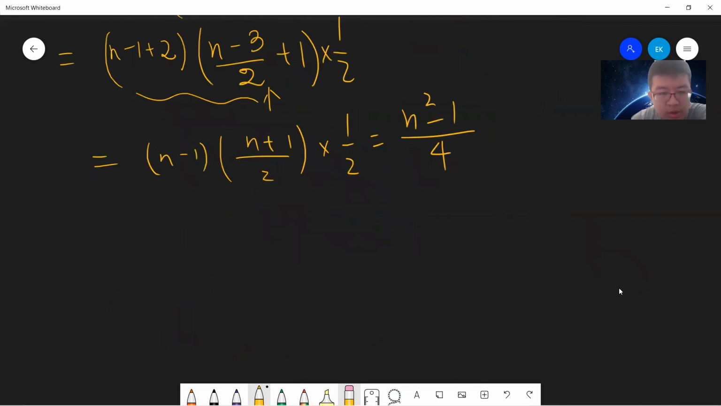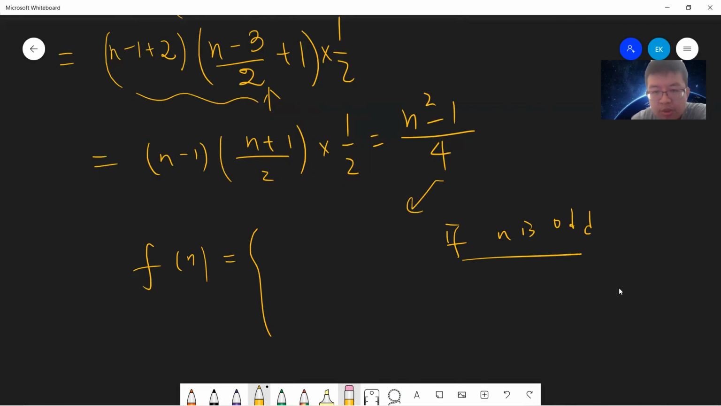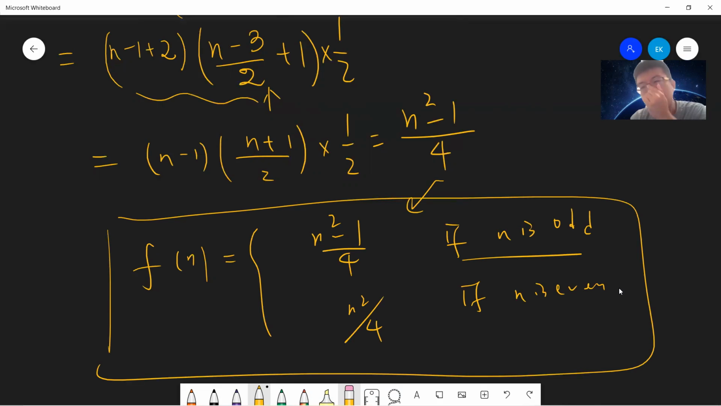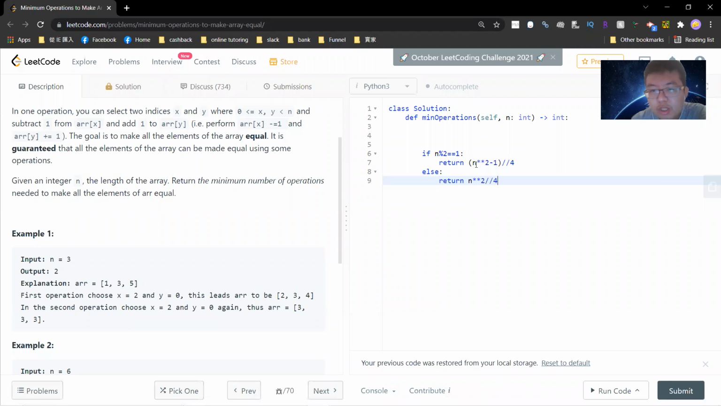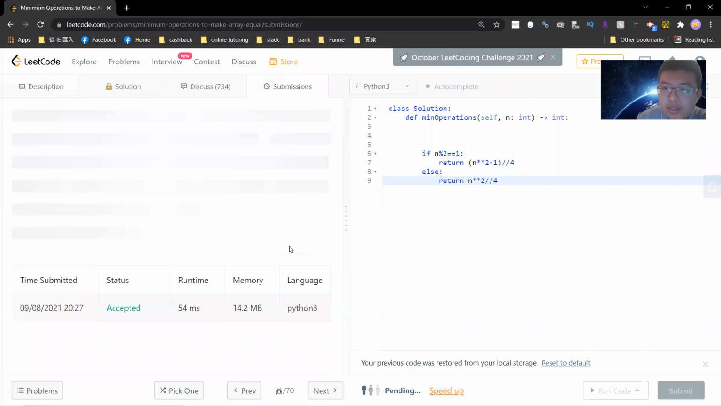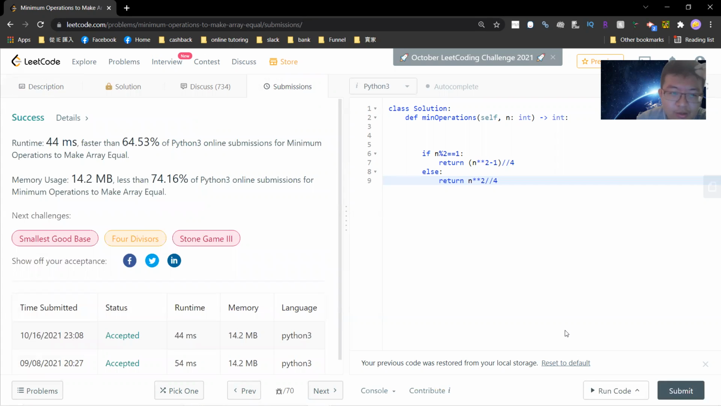So the result of this function is: if n is odd, n squared minus 1 divided by 4. If n is even, n squared divided by 4. Once you do this, all you need to do is code it up. If n mod 2 is 1, which is odd, you return n squared minus 1 divided by 4. If it's even, just n squared divided by 4. The proof is just using an arithmetic progression summation, so it should be elementary school level. Okay, that's it. See you guys in the next video.